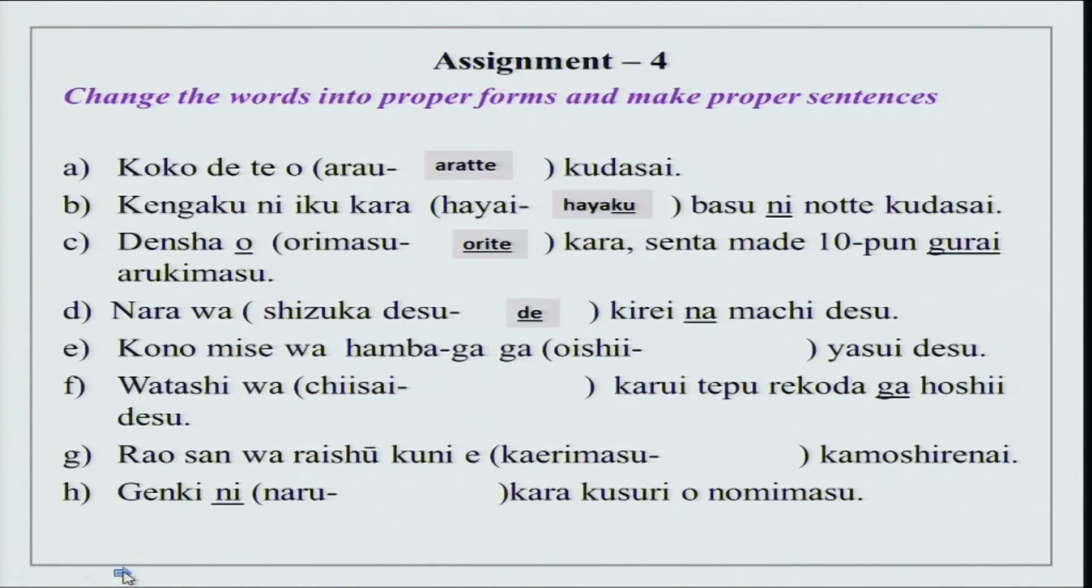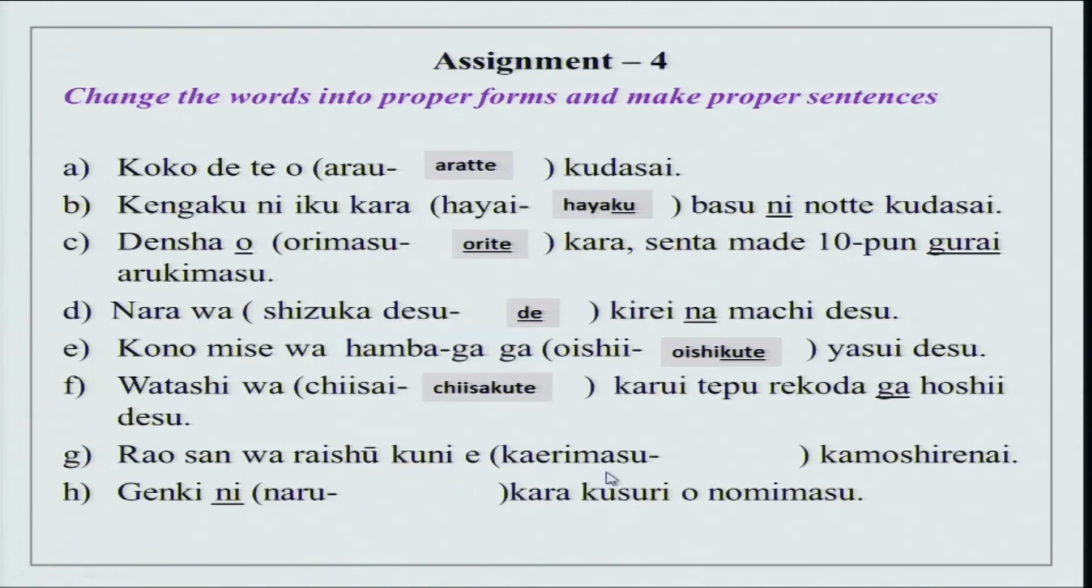Then we have Nara wa shizuka de kirei na machi desu. You have done this, joining two adjectives. Then kono mise wa hamburger ga oishikute yasui desu. I adjective and I adjective, when you join, kute is used. Then we have watashi wa chisakute karui tape recorder ga hoshii desu. Hoshii will always take ga. Karui is light.